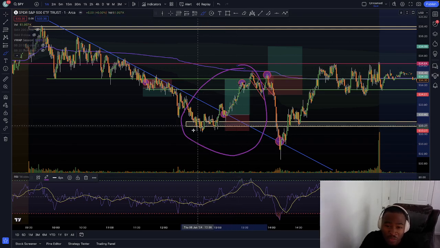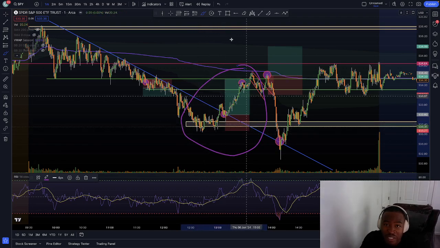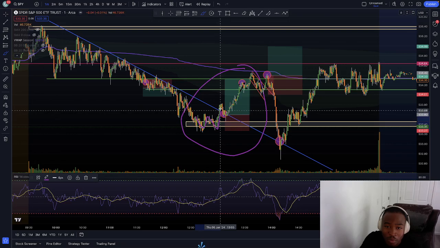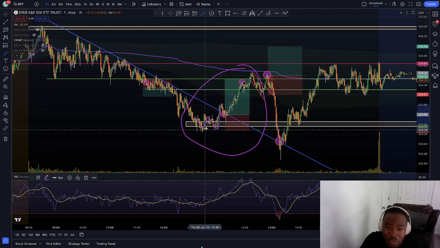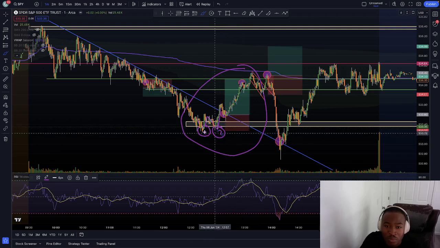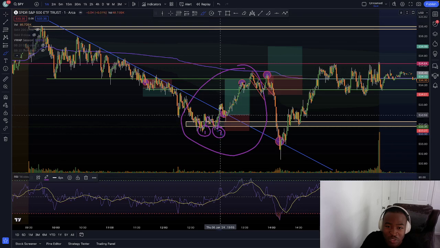Another confluence that I had, if you look really close, this right here is a double bottom, right? So you can see boom, boom, boom, boom. This was bottom number one. This was bottom number two. So boom, boom, and then price reacted off of it. This was also a demand zone.